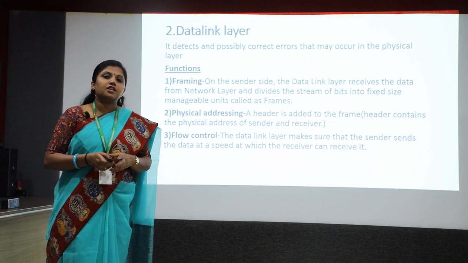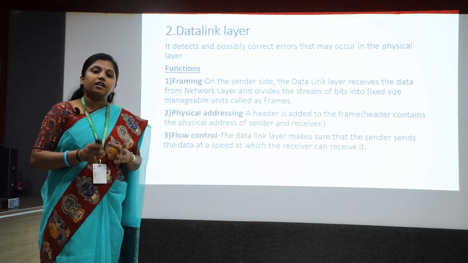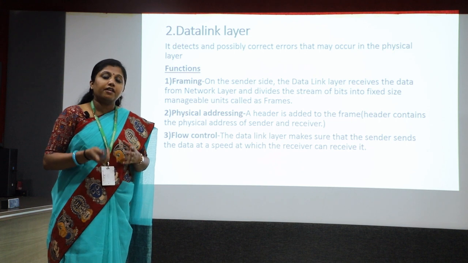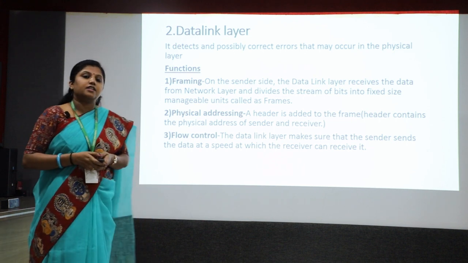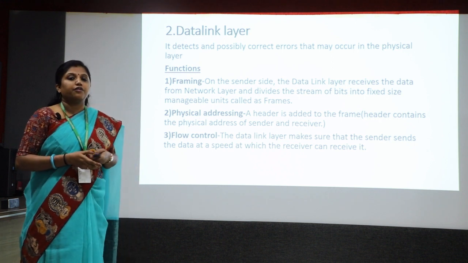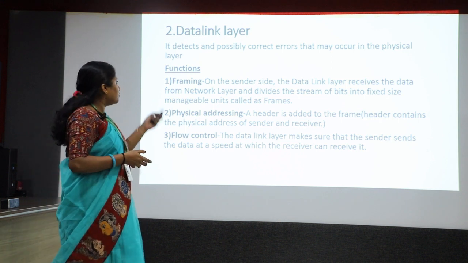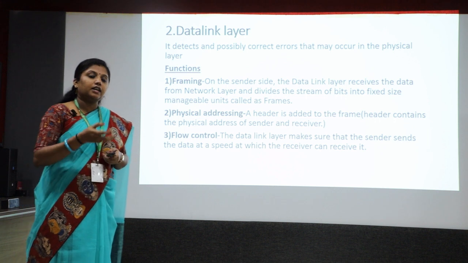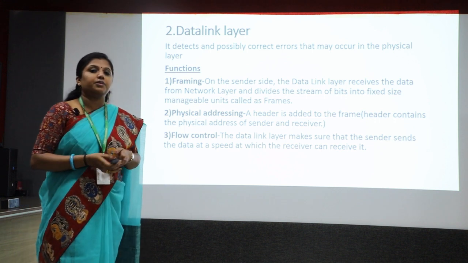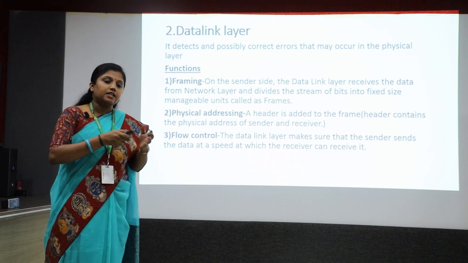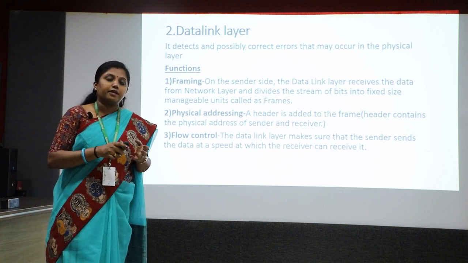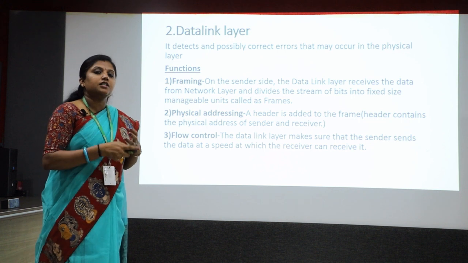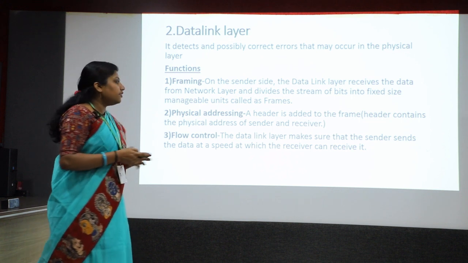The important functionalities of the data link layer are error control and flow control. Apart from error control and flow control, framing and physical addressing also come under the functions of the data link layer. What is framing? On the sender side, the data link layer receives the data from the network layer, and this data is divided into manageable units known as frames.